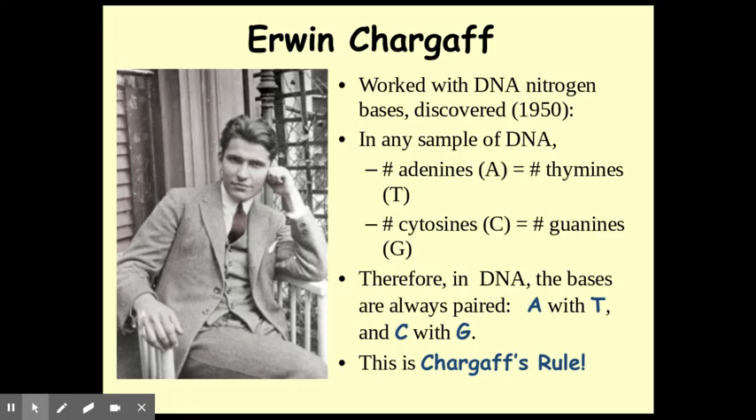Erwin Chargaff in the 1950s started working with the bases that make up the rungs of the ladder of DNA, and he found an interesting mathematical pattern in this DNA strand. He found that the adenine number and the thymine number were equal, and that the cytosine and the guanine numbers were equal. Therefore, in DNA, the pairing occurred with adenine pairing with thymine and cytosine pairing with guanine. This is now known as Chargaff's rule.